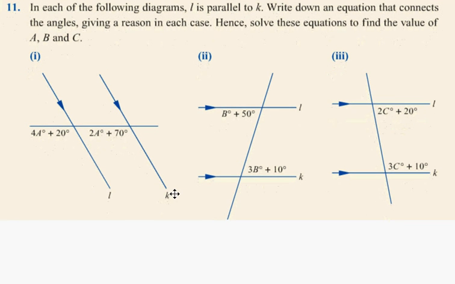In each of the following diagrams, L is parallel to K. Write down an equation that connects the angles, giving a reason in each case. Hence solve these equations to find the value of A, B and C.